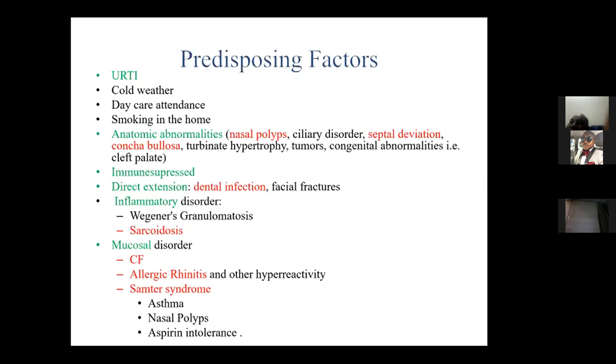Wegener's granulomatosis, which is an inflammatory disorder affecting the small vessels of the nose, the lungs, and even the kidneys. Such patients can also come down with rhinosinusitis. Sarcoidosis, cystic fibrosis, like I said earlier, allergic rhinitis, asthma, and polyps, all of these can predispose patients to coming down with rhinosinusitis.